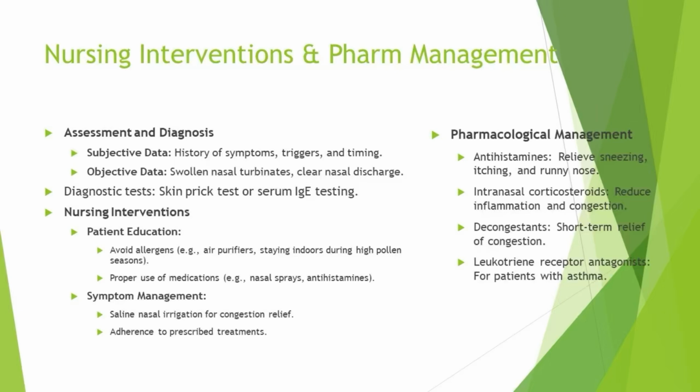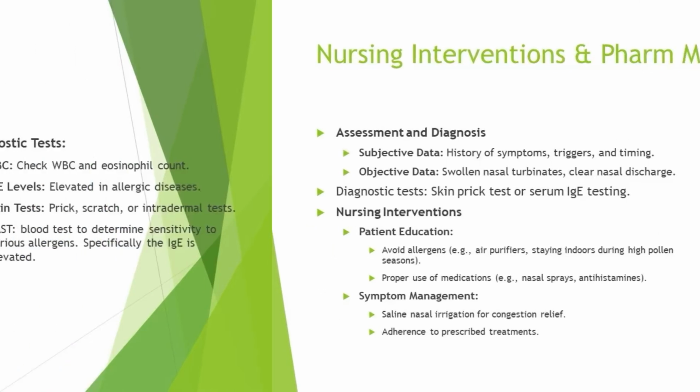So things that they could take, some antihistamines, that's going to help relieve the sneezing, itching, and runny nose. They may have to do an intranasal corticosteroid to reduce inflammation and congestion. They may have decongestants. That should be more of a short-term thing. And they also may have a leukotriene receptor antagonist, and that's for patients that have asthma. And we'll talk about that more in class, especially here in Missouri, if you have allergies and you have asthma, those are two recipes that could be disastrous.